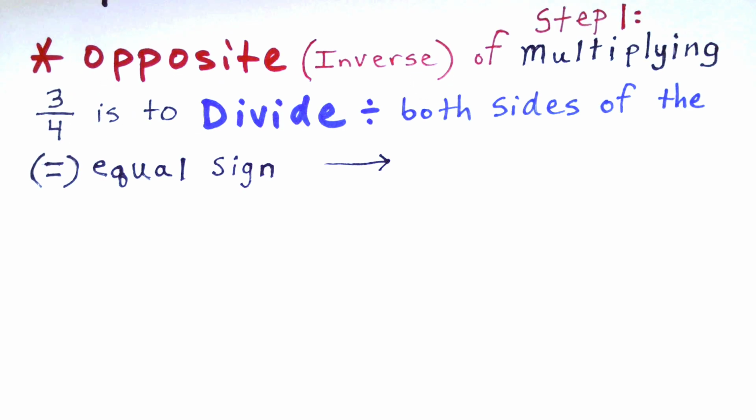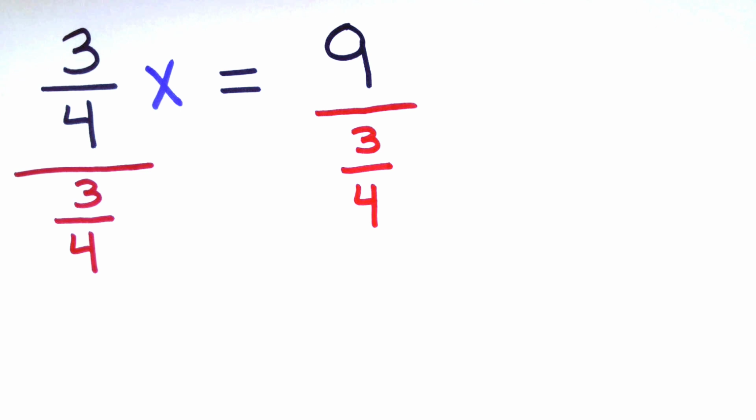For step 1 for this stop and pause number 2 problem, you want to take the opposite, the inverse of multiplying 3/4, which is to divide both sides of the equal sign by 3/4. You can see here the opposite of multiplying 3/4 times x is to divide 3/4. And what you do to one side of the equal sign, you've got to do to the other side, right? So 9 divided by 3/4.